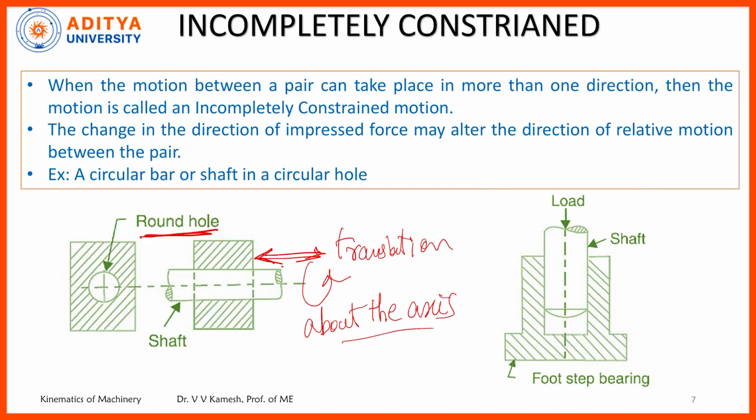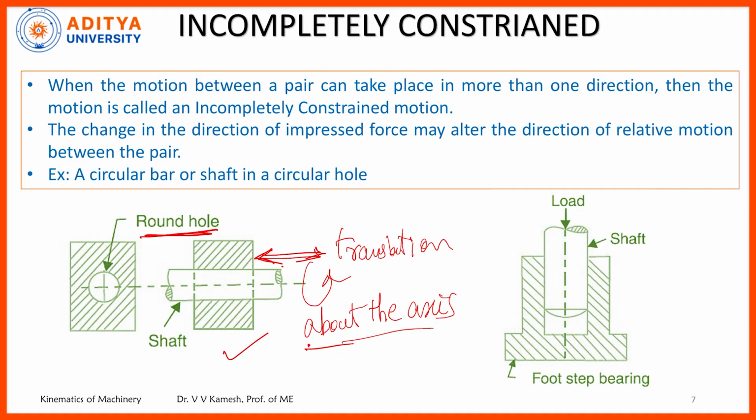Two possibilities are there for you, right? So the change in the direction of the impressed force may alter the direction of the relative motion between the pair. Got it? So the relative motion may change, but you are having two alternatives. Okay, so this is incompletely constrained. To call it completely constrained, only one movement needs to be there. If you have two movements, it is only incompletely constrained.